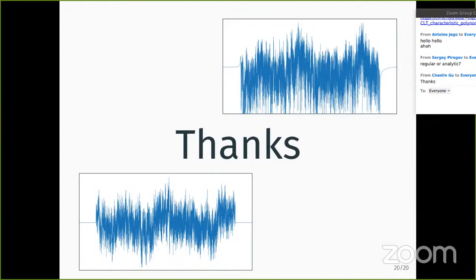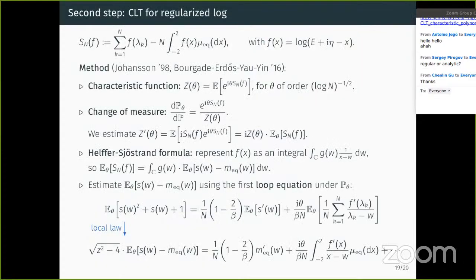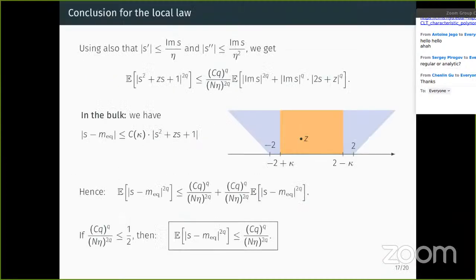So I have a question. When you bound the moments, you get this constant q to the q. I don't remember if this is borderline to know that the law is characterized by its moments.